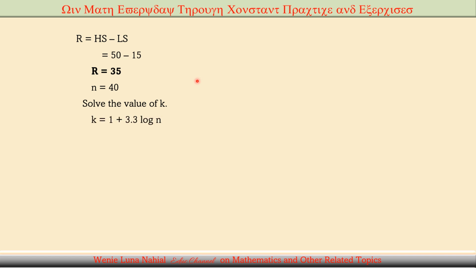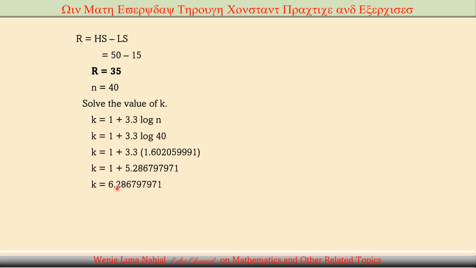So you can solve for the value of k. You have 1 plus 3.3 times the logarithm of n, where n is equal to 40. The logarithm of 40 is 1.602059991. Multiply that by 3.3, then the product is added to 1. So you will get 1 plus 5.28679797, which is equal to 6.28679797. Then you can round this off to the nearest whole number. So k is equal to 6.